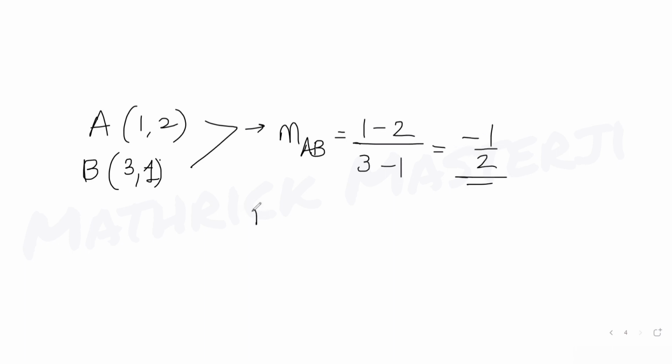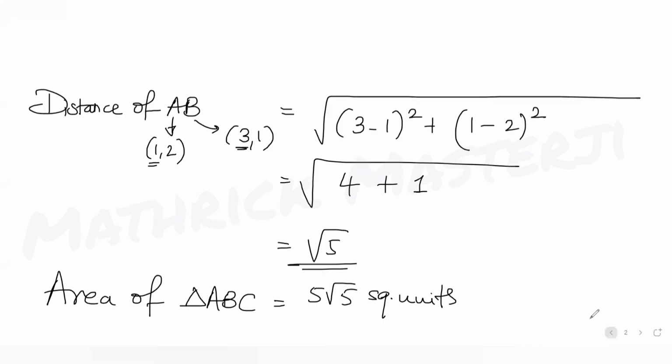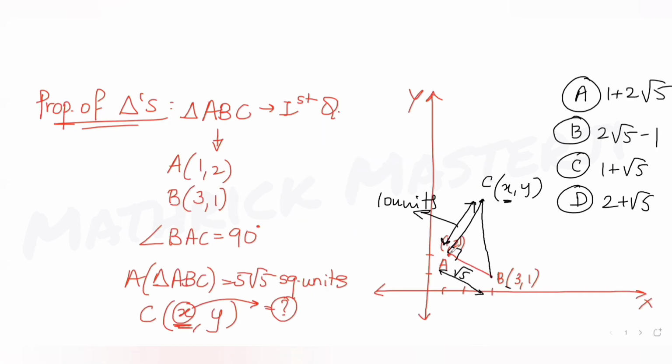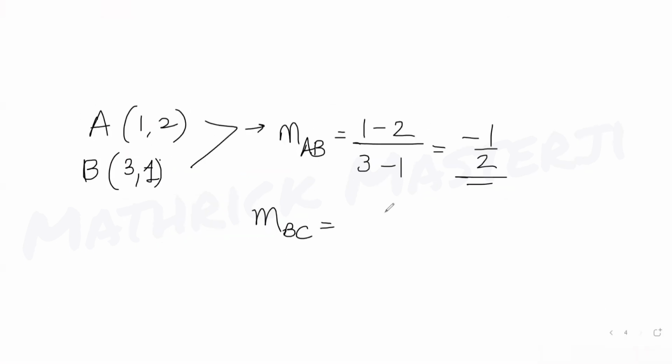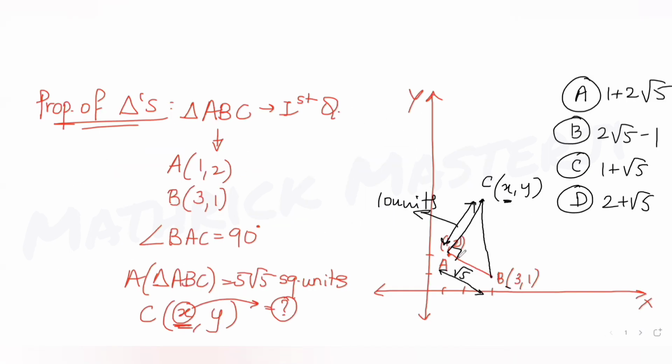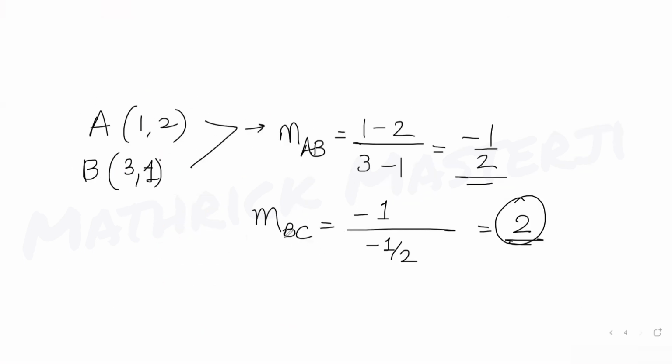Now we know that BC is the line which is perpendicular to the base AB. So the slope of a line which is perpendicular is the negative reciprocal. So minus 1 over minus half. That makes the slope of line BC. So this, not BC, it is AC. So the slope of line AC turns out to become 2.